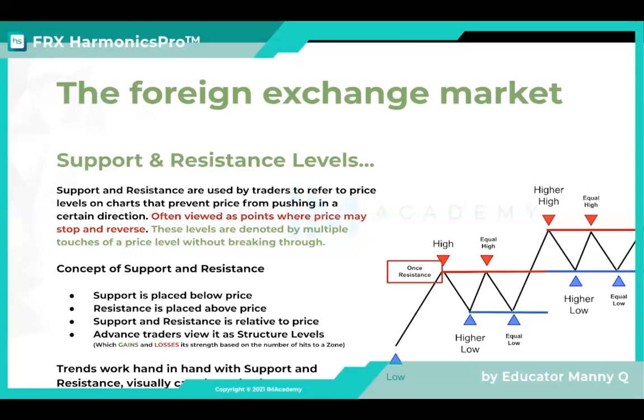Support and resistance are used by traders to refer to price levels on the chart that prevent price from pushing in certain directions, often viewed as points where price may stop and reverse. These levels are denoted, which means identified, by multiple touches of a price level without breaking through.